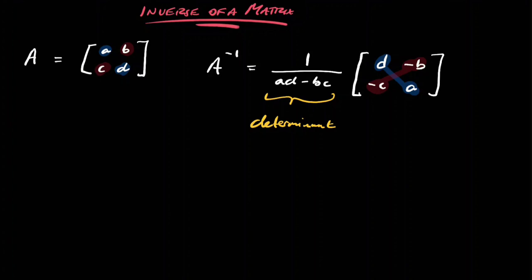You also notice that if A times D minus B times C equals 0, then there is no inverse to this matrix, because the determinant will be undefined, which means that the inverse of matrix A will also be undefined.